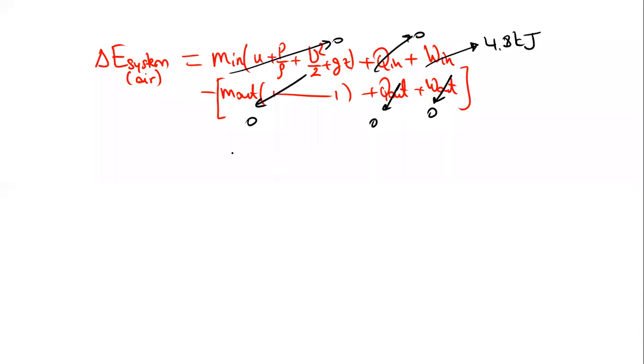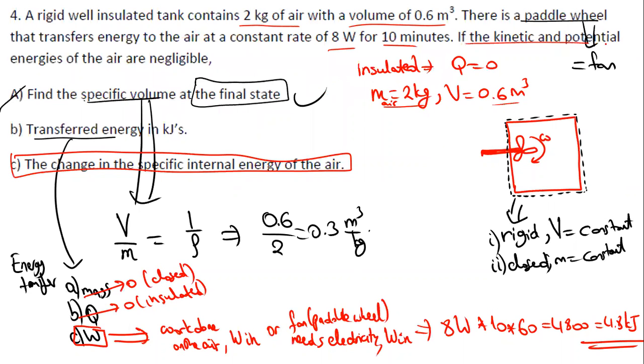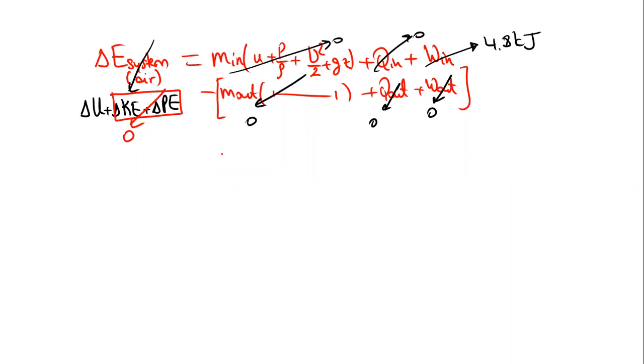And therefore, for the change of energy of the system, we have said it will be a change of internal energy, a change of kinetic energy, and a change of potential energy. And we have said in previous slides that these two terms, most of the time, are not considered in thermodynamics, so they are 0. And even the question says to neglect kinetic and potential energies of the air. You can see the question itself says. Therefore, the change of air internal energy inside the tank will be equal to 4.8 kilojoules.